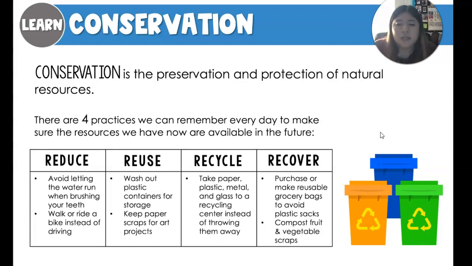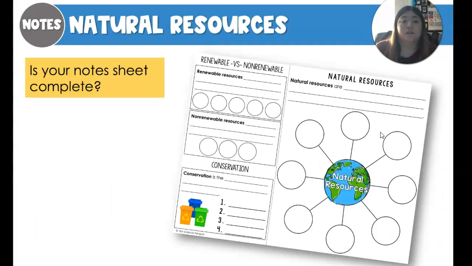Recover. Purchase. An example is purchase or make reusable grocery bags to avoid plastic sacks. Compost fruit and vegetable scraps. So using it for something else, or using something to replace it. Like instead of using plastic bags at the store every single day, I'm being serious, this is what I do. I bring one that I could reuse every single time because it's not made out of plastic. It is made out of cloth.